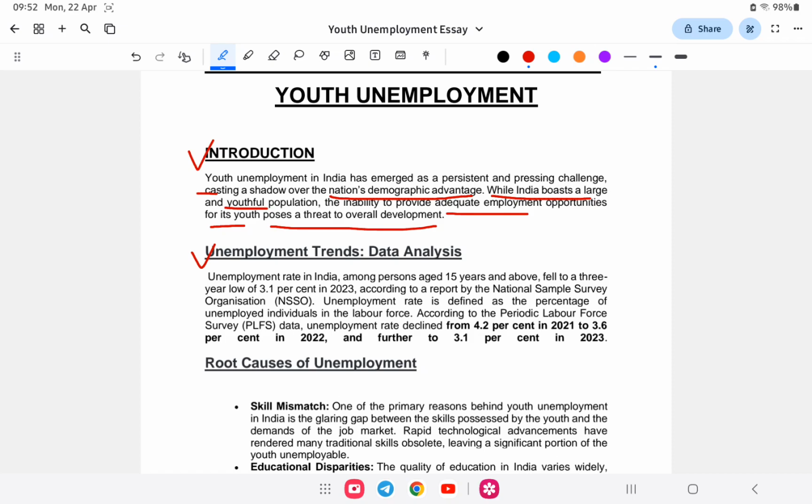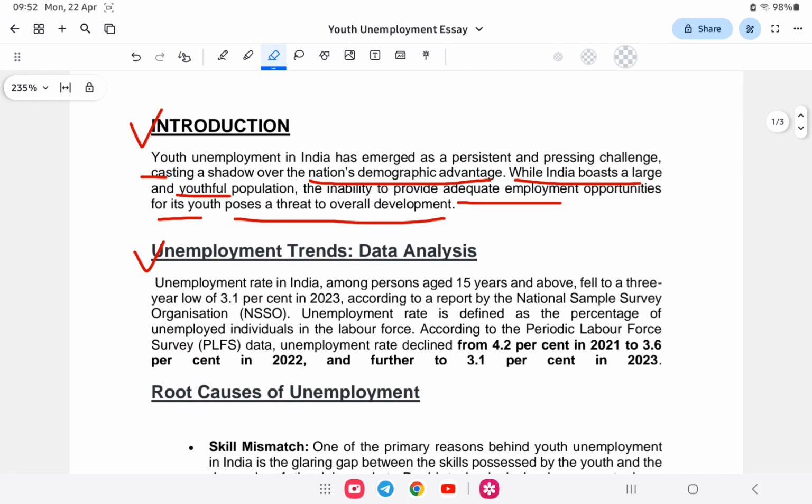In India, the National Sample Survey Organization and the Ministry of Skill and Development provide the periodic labor force survey on the unemployment crisis. The unemployment rate among youth aged 15 and above fell to a 3-year low of 3.1%, according to a report by NSO.